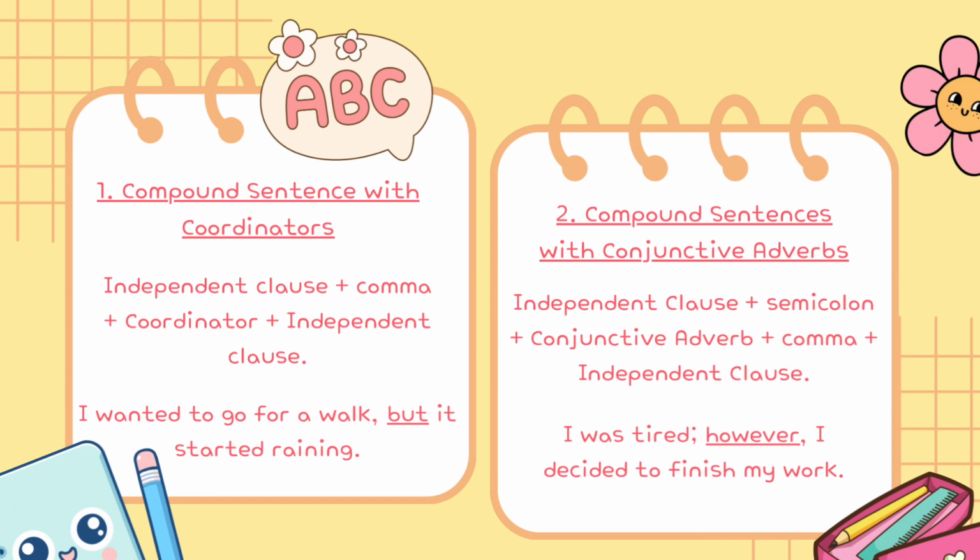And for the example, I was tired; however, I decided to finish my work. There are 2 independent clauses. First is I was tired, and second is I decided to finish my work. They are joined by the conjunctive adverb however, using a semicolon after the first clause and a comma after however.